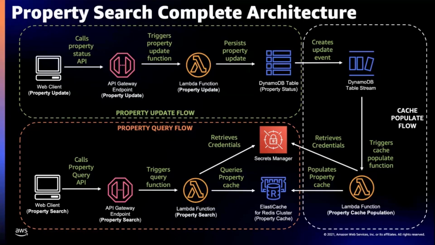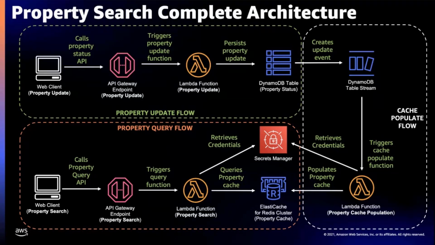On the right, you're going to see in that white box our cache population flow. What happens is that every time a change gets made to our DynamoDB table, it creates an update event in a Dynamo stream. And that stream will trigger a Lambda function which will go and populate the cache in ElastiCache for Redis.